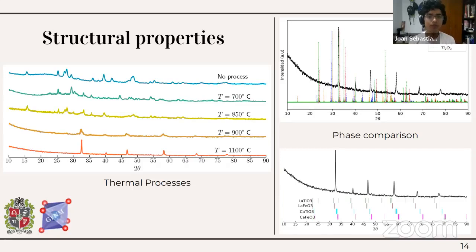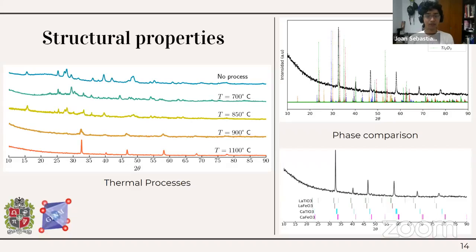Firstly, the structural properties. At the left, you can see how the diffractograms of each of the processes, both the calcination and the resintering process that we made, evolve through the process. In particular, you can see that first the calcination caused some peaks to decrease in intensity, while in the first sintering, the main peak, the most intense one that is found about 32 degrees, began to form more explicitly.